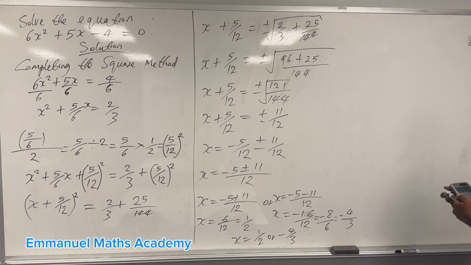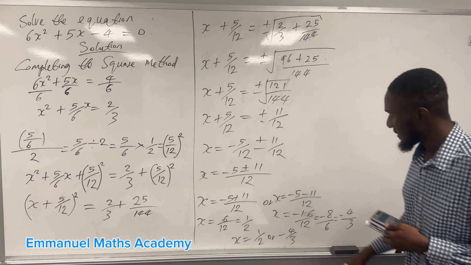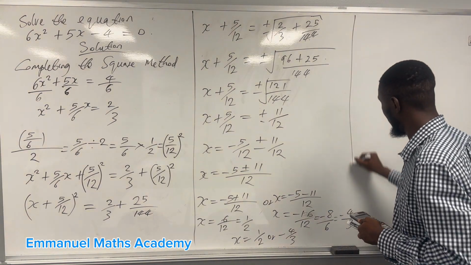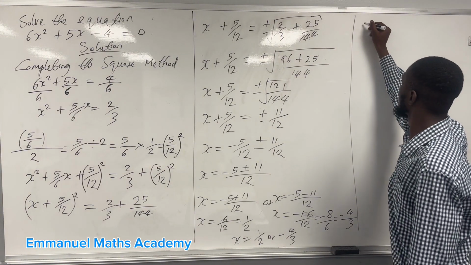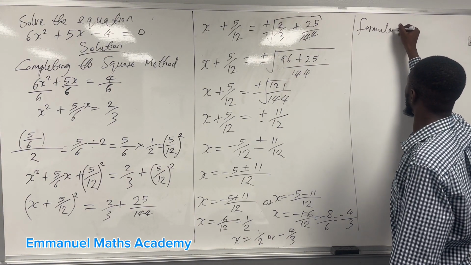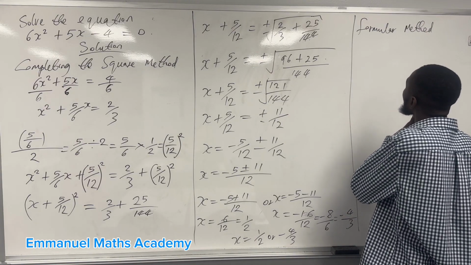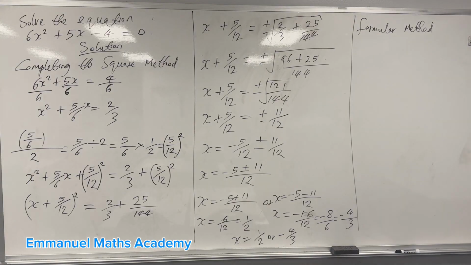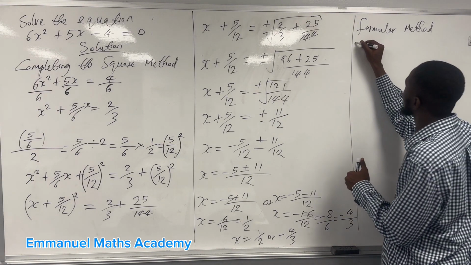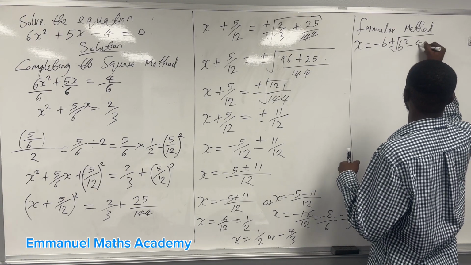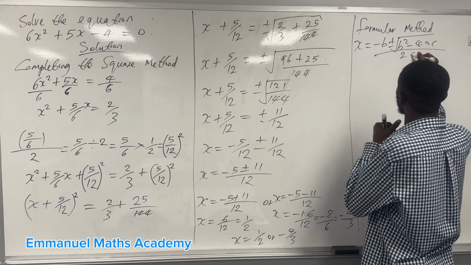Right? So let's actually solve using a different method. Let's see if we get the same answer, if we get 1 over 2 or minus 4 over 3. So let's solve using the formula method. Formula method is what? So hope this is showing. Formula method is x equal to minus b plus or minus square root of b squared minus 4ac all over 2a.